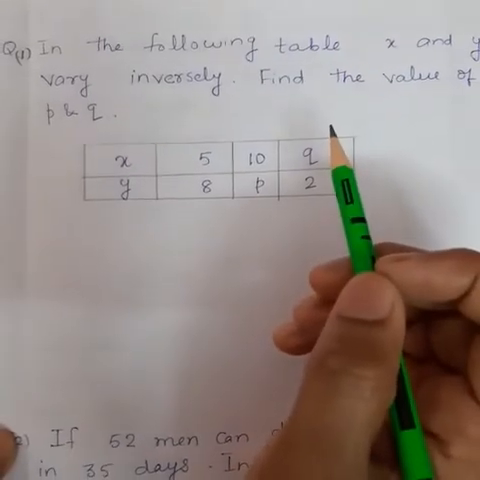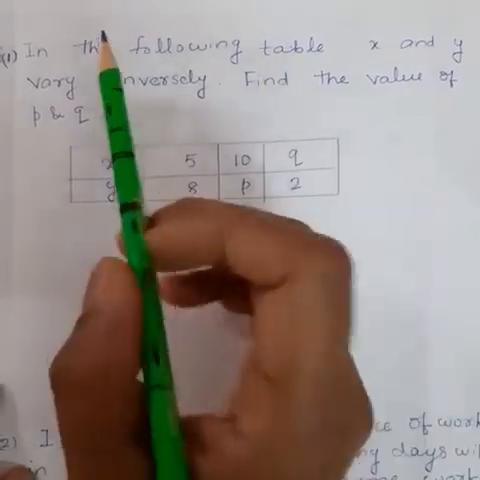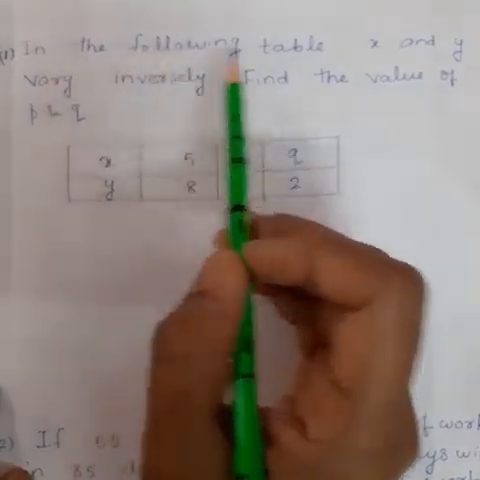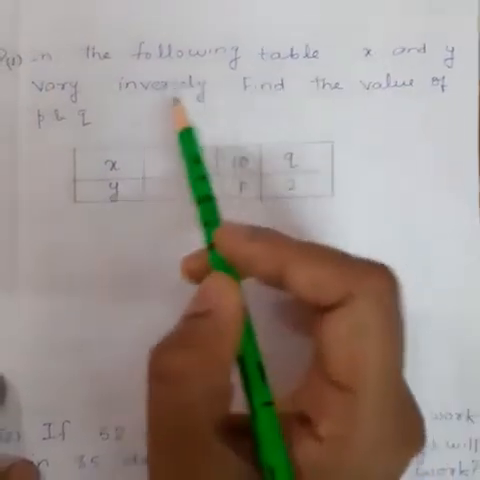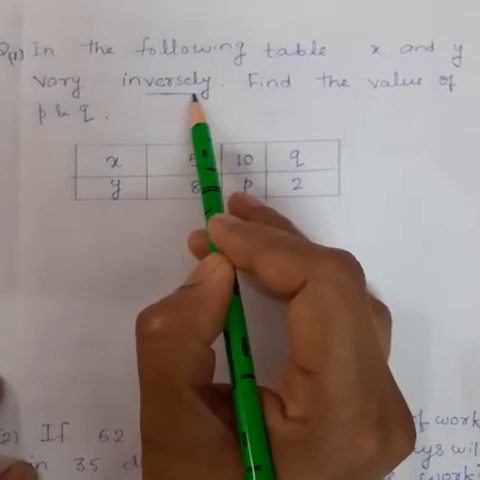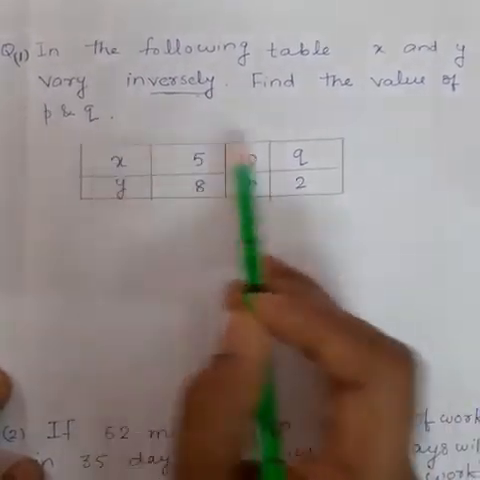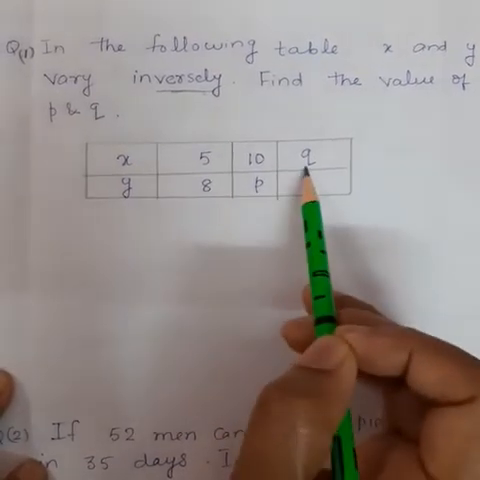Now let's discuss some questions related to inverse variation. The question is: in the following table, x and y vary inversely. Find the value of p and q. The table is given here, and you have to find the values of p and q.